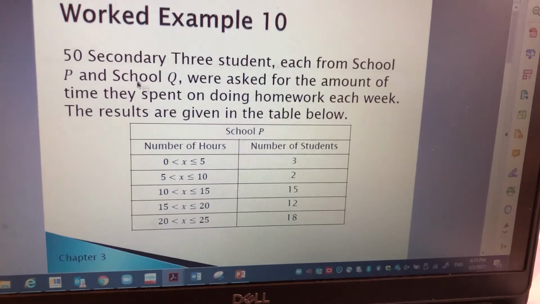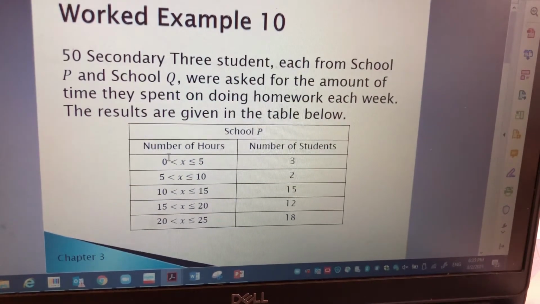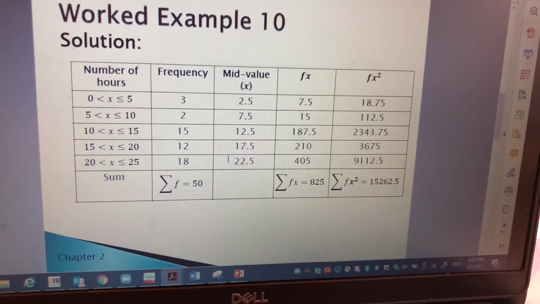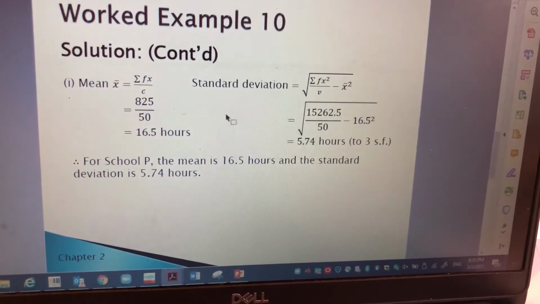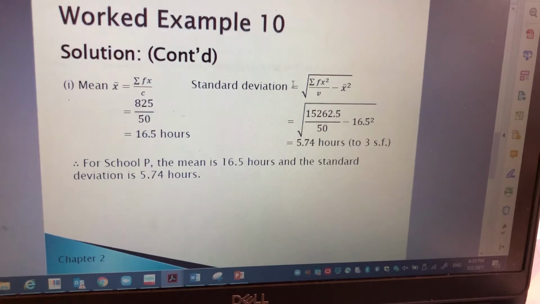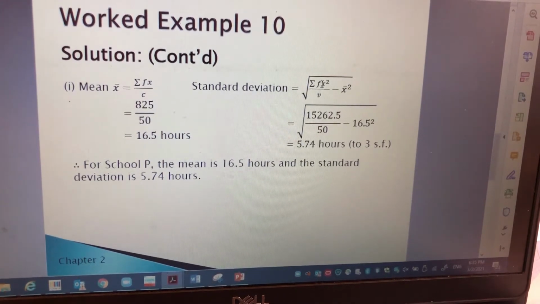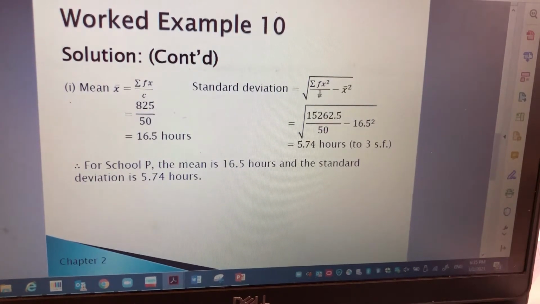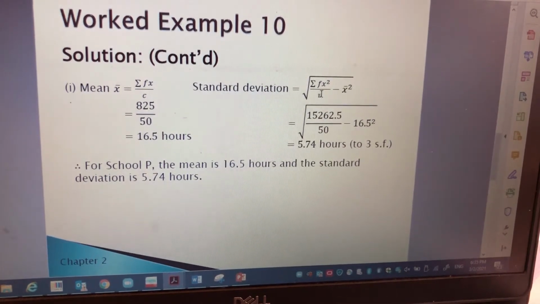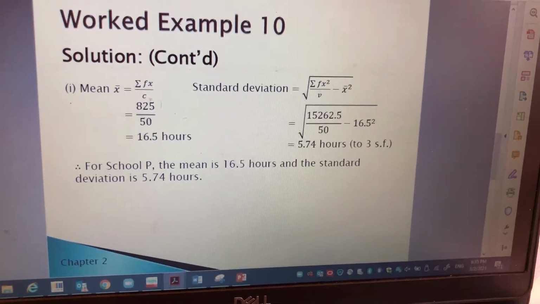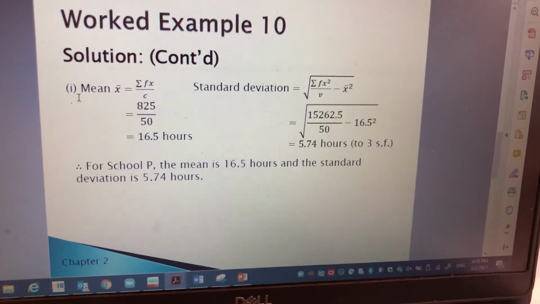Now, if you are given this set of data and then asked to find the standard deviation, you actually have to use the formula that is in your formula sheet: square root of summation f times x squared divided by summation f. Ignore this, it's actually summation f. That means you add up all the f, which is 50. Then you minus the x bar squared. This x bar is actually the mean.